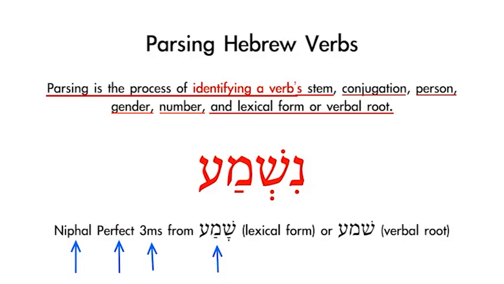You should always use that order in your parsing. It's better to train yourself with a very specific order. So always begin with the stem and the conjugation and the person, gender, and number, then the lexical form or verbal root, and then any prefixes or suffixes that may appear with the verb.